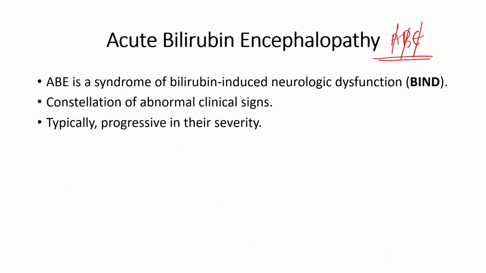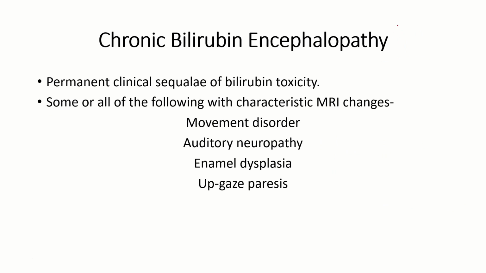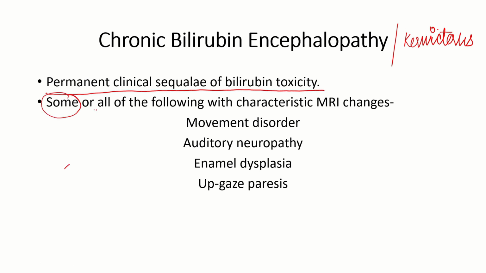All the neurologic signs and symptoms which happen in the acute setting due to hyperbilirubinemia are known as acute bilirubin encephalopathy. And if they are severe or not managed well in time, they lead to a permanent sequela called chronic bilirubin encephalopathy, also known as Kernicterus. So Kernicterus is a permanent clinical sequela of bilirubin toxicity, and it is characterized by some or all of the following features. We'll discuss these along with characteristic MRI changes in the brain in the coming slides.